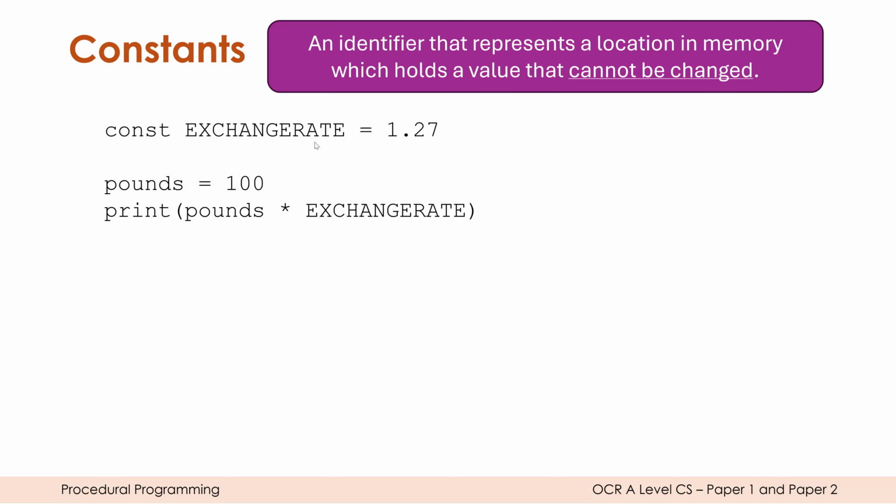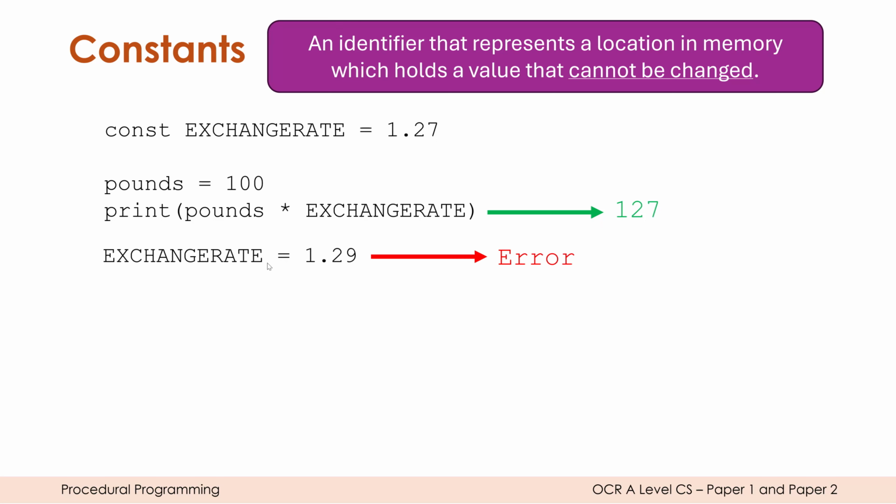to tell anyone looking at them that it is a constant. It shouldn't be changed. So here, I'm setting the exchange rate to be 1.27. I'm also setting a variable called pounds. I'm multiplying the two together, which is fine. And we would get, in this case, that output. However, if I tried to then later on in my code reassign the value of exchange rate, I would get an error because constants can't be changed once they are first set. Now that value isn't locked in forever. I can just change it before I run it again.